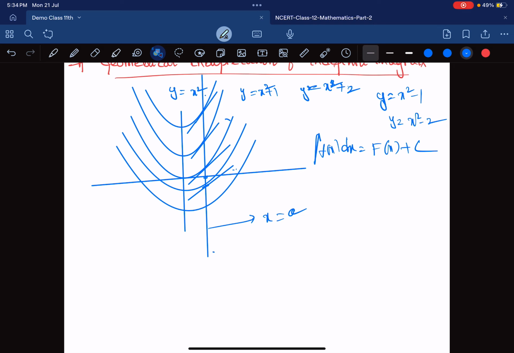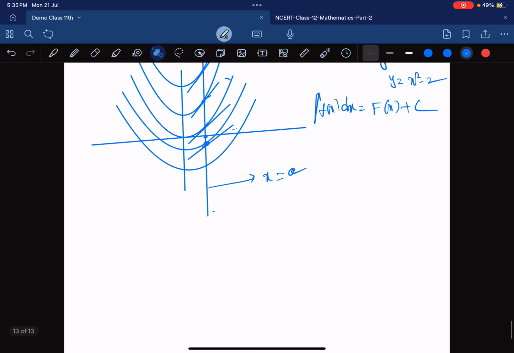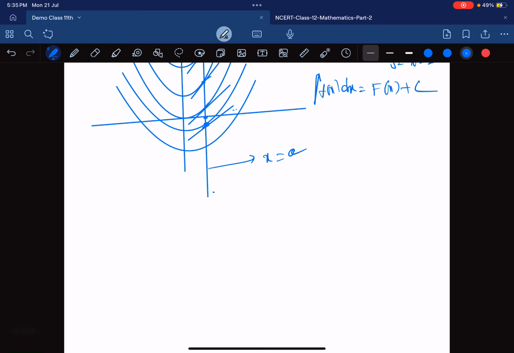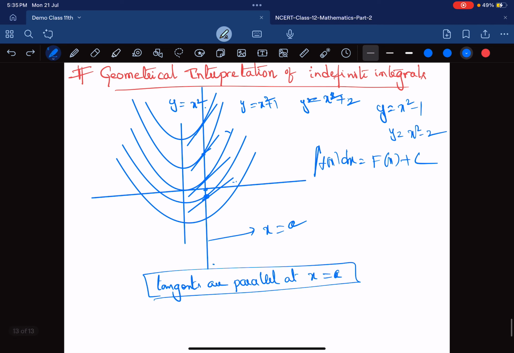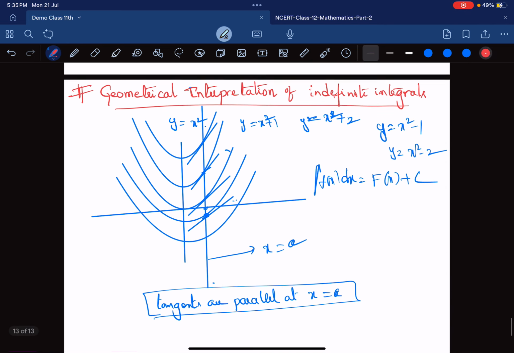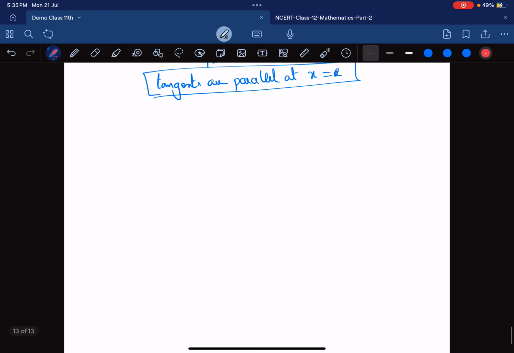So this is the geometrical interpretation of indefinite integrals. The tangents to all the curves at the point of intersection are parallel. So tangents are parallel at x is equal to a. This is the geometrical interpretation of indefinite integrals.